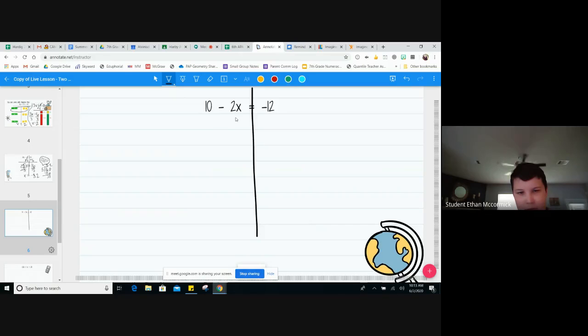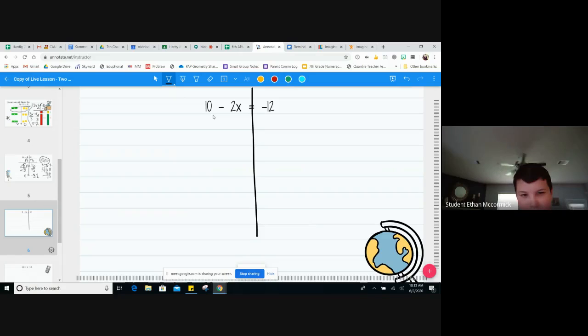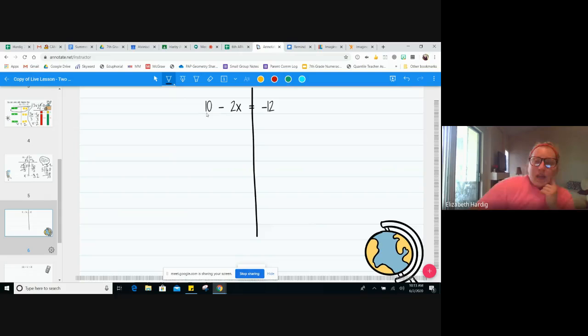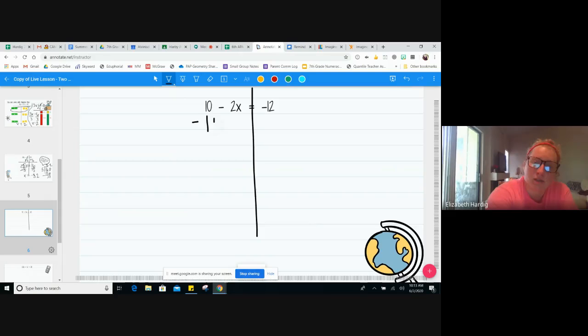Oh, the 10, because the 10 is the constant. So you have to move the constant. Absolutely. And is the 10 positive or negative right now? It's positive. So how will I cancel out a positive 10? Add negative 10.